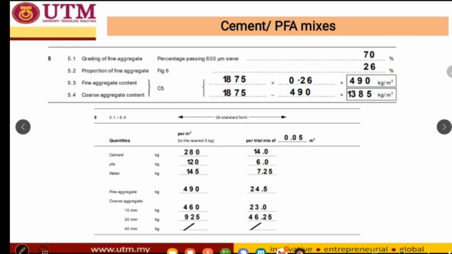Then the procedure for the fine aggregates is exactly similar to the previous one for the basic concrete mix design, where you put 70% for the percentage passing 600 micrometer. Then from figure 6, you get 26% as the proportion of fine aggregate. Then you do the calculation correspondingly, and you will get the mix proportions for the PFA concrete. Okay, so that's all for today. Thank you.